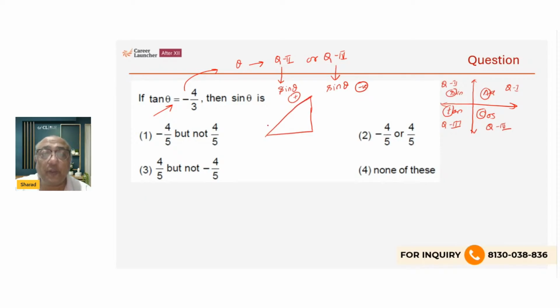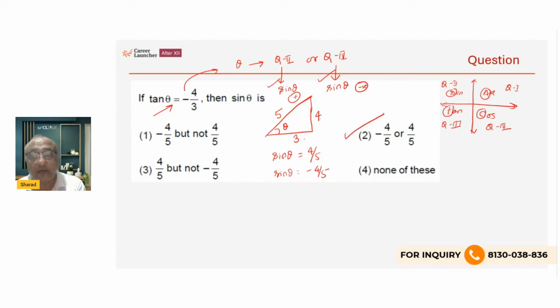This trick is called the triangle trick, and it always works. You write theta and take only the numerical part. Don't bother about plus or minus, which we have already decided: sine theta will take positive as well as negative values. Only bother about the numerical part. So this is opposite and this is adjacent. If it is 4 and 3, we know that the hypotenuse will be equal to 5. So what is the value of sine theta? If it is positive, then it is 4 by 5. We know that sine theta will be 4 by 5 as well as minus 4 by 5. So my answer is 2.